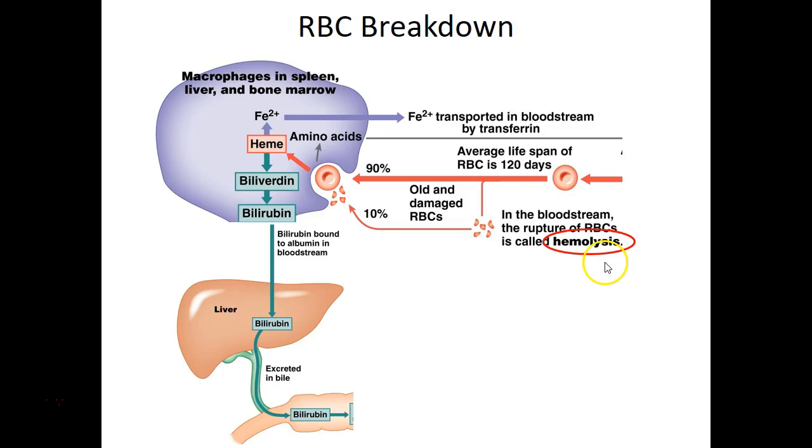So we talked about globin and iron so far. The last part is the heme group. The heme group gets broken down, primarily in the liver, into a variety of structures, biliverdin and then bilirubin. Bilirubin can be bound to albumin, that abundant protein found in blood, and transported around the bloodstream. But primarily the bilirubin, if you don't have problems getting rid of it, is going to be excreted into the intestinal tract along with bile.